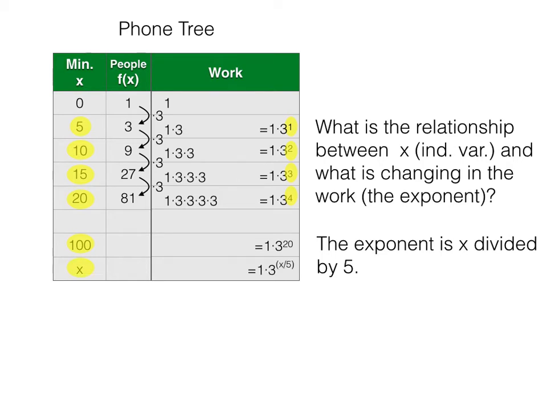And when we just have x, it's 1 times 3 to the x divided by 5. So that's our rule. We're always looking for a relationship between our x and our exponent. Sometimes that relationship is easy to see, and sometimes it's more difficult, but that's what you need to look for: what's changing in our x and what's changing in our work. In this case, it's the exponent. So we have our rule, f of x is equal to 3 to the x divided by 5. Almost all of you got this in class already. That was great.